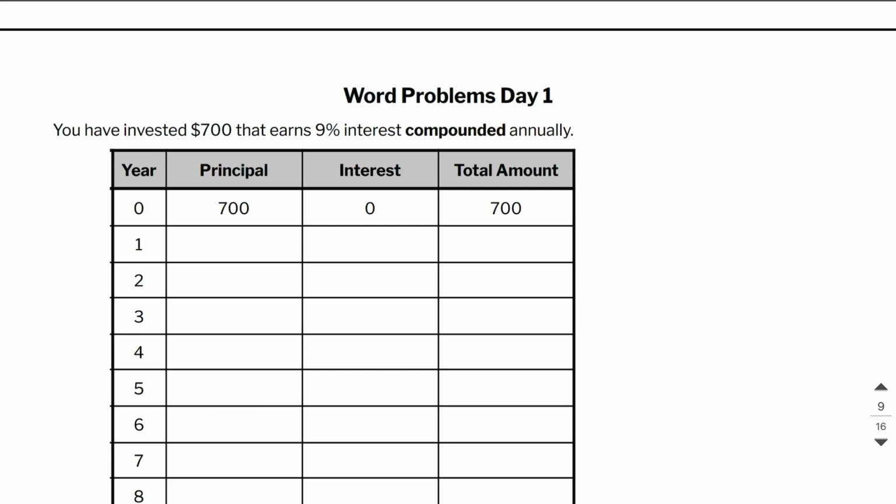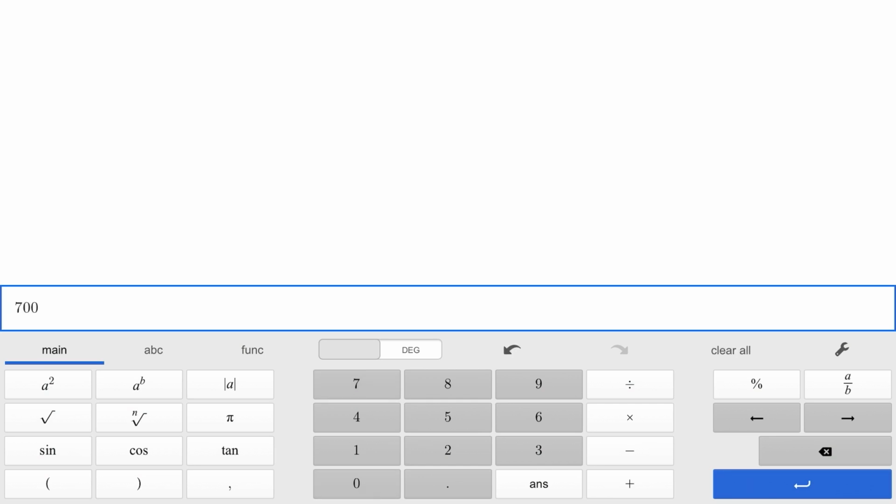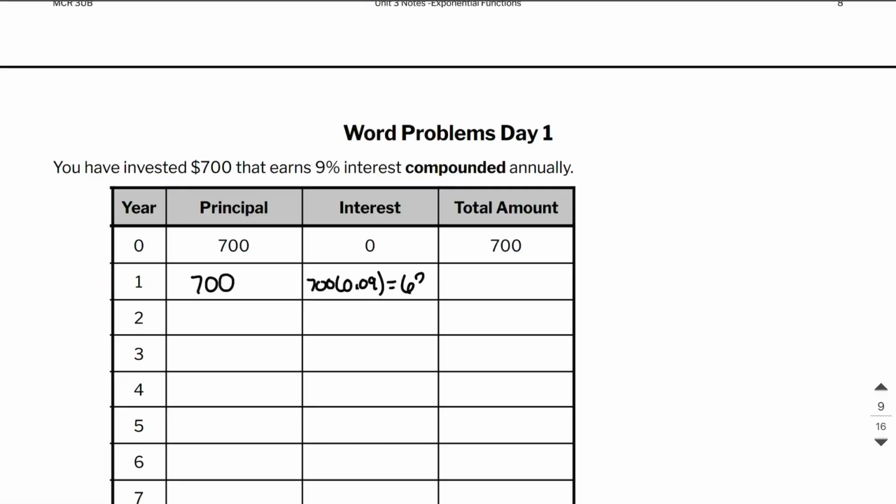Okay. So at year one, let's figure out how much money you have. Well, you have $700 to start off with, but to find the interest, you have to multiply that by 9%. So right here, this would be 700 times 9%, and this is how we would write 9%. So let's calculate what that would be. And you end up getting $63. So what's your total amount going to be? Well, it's going to be your 700 from your interest plus another 63. So this is $763.